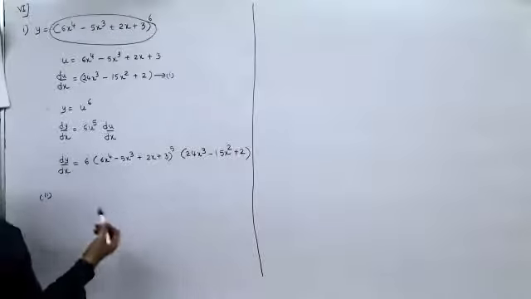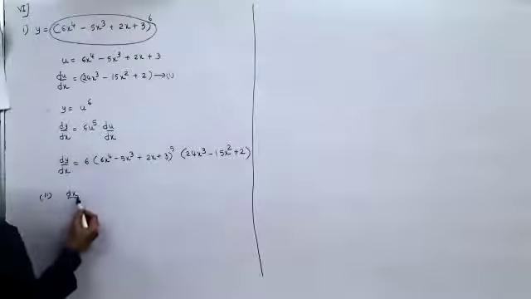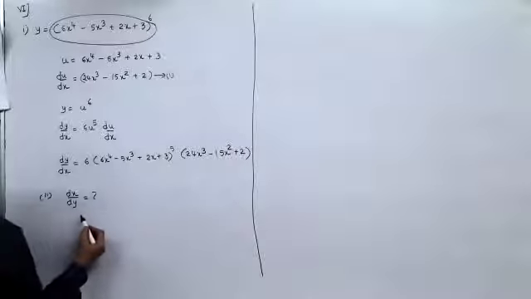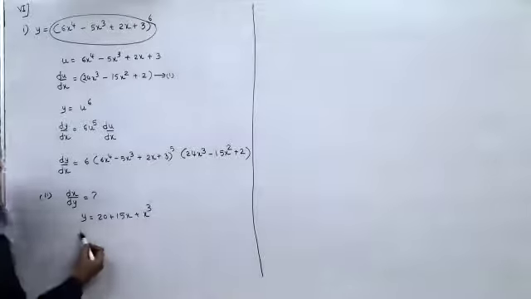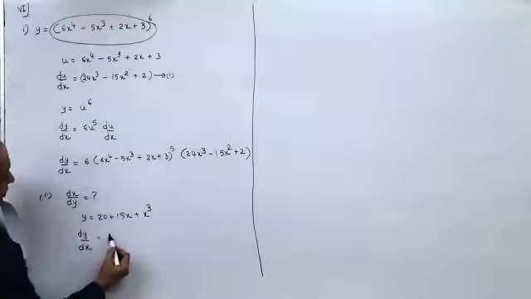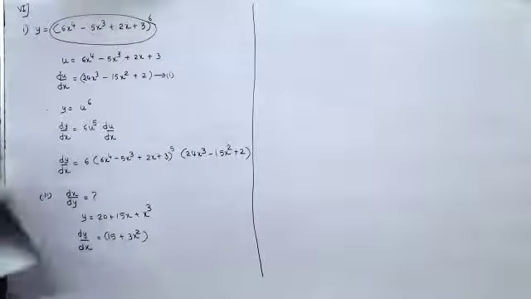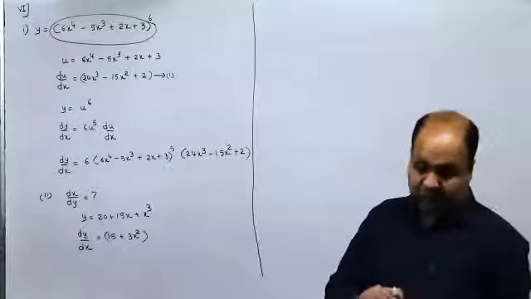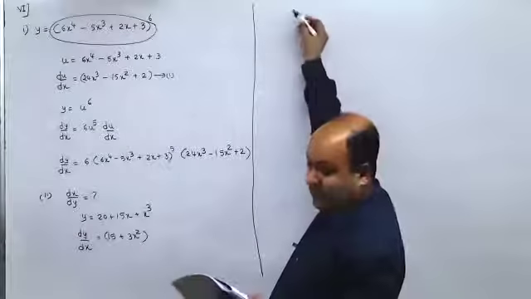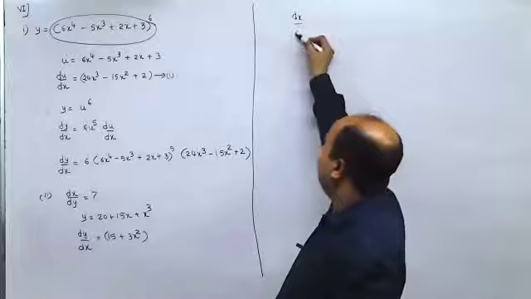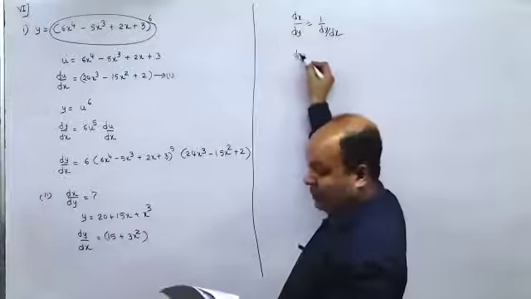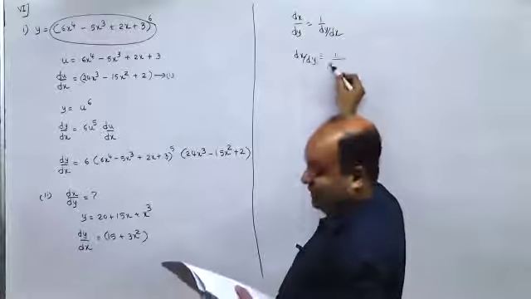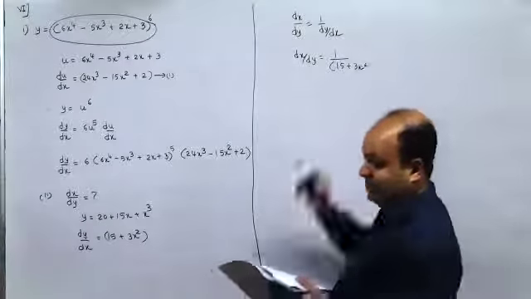Rate of change of demand with respect to its price. Y is given to be 20 plus 15x plus x cube. When I differentiate it, I get 15 plus 3x square. Then when I take the reciprocal, dx by dy is 1 by dy by dx, where dy by dx is not equal to 0, and therefore dx by dy is 1 by 15 plus 3x square.